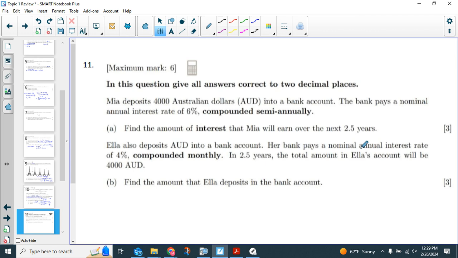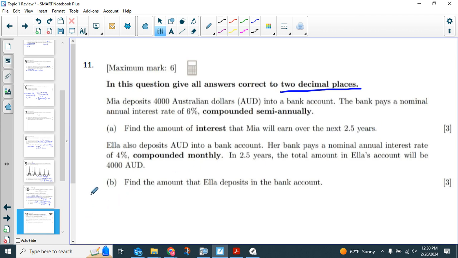Number 11. In this question, give all answers correct to 2 decimal places, so we do want to keep that in mind. Mia deposits 4,000 Australian dollars into a bank account. The bank pays a nominal annual interest rate of 6% compounded semi-annually. A, find the amount of interest that Mia will earn over the next 2.5 years.